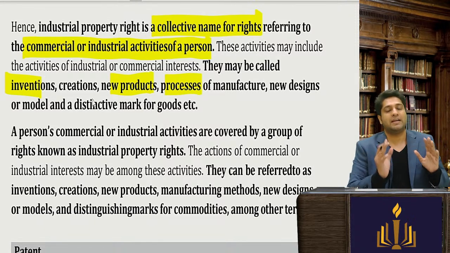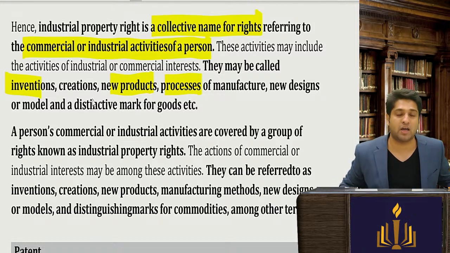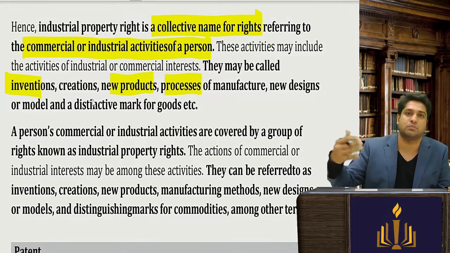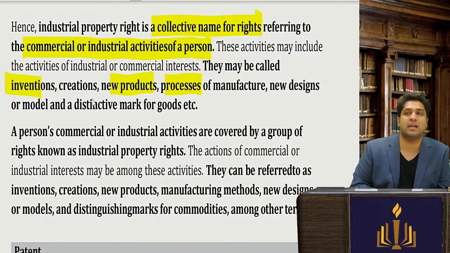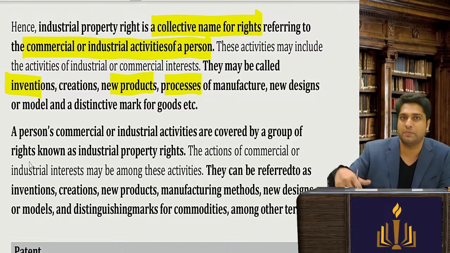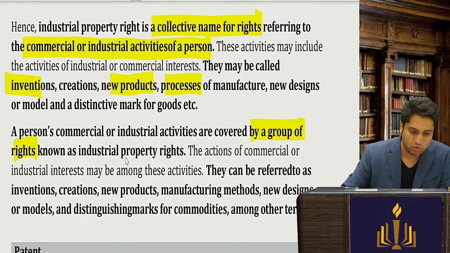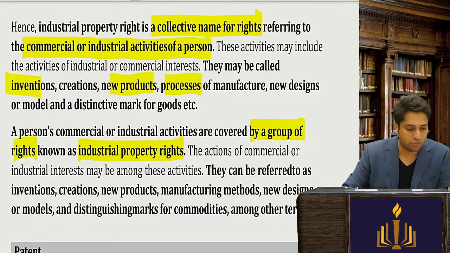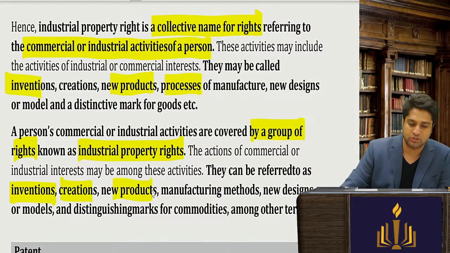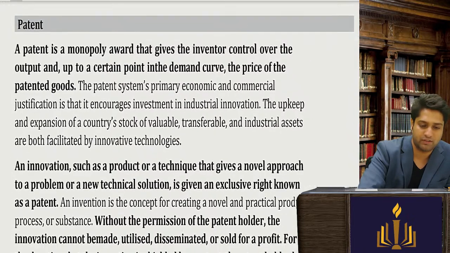Very important. In patents, an invention could be a product patent or a process patent. Product patent is where you have made a product, an iPhone, whereas processes can also be protected. For example, a water purification process, how you have made it. For example, how you have made a paint, how the engine works, the process is also covered, or it could be both. A person's commercial or industrial activity is covered by a group of rights known as industrial property rights. They can be referred to as inventions, creation, new products, manufacturing methods, new designs, etc. So just a few lines about it is absolutely fine.